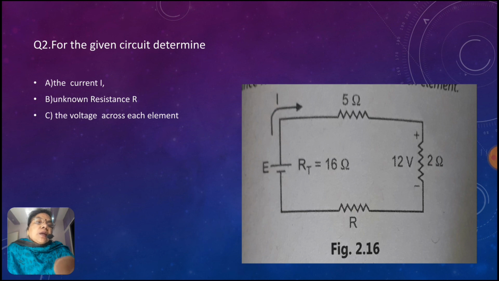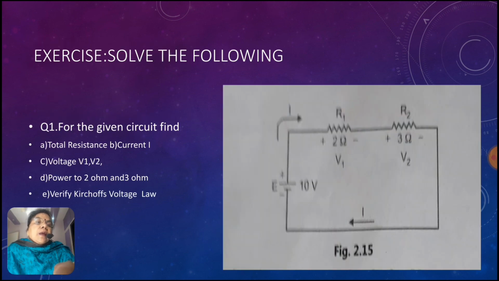Then here unknown current and again series combination circuit, find the total current. Here also series combination of resistors, find the total current. So it's very simple. Kirchhoff's voltage laws are very simple, and every year they ask about 4 to 6 marks questions on this Kirchhoff's voltage law.